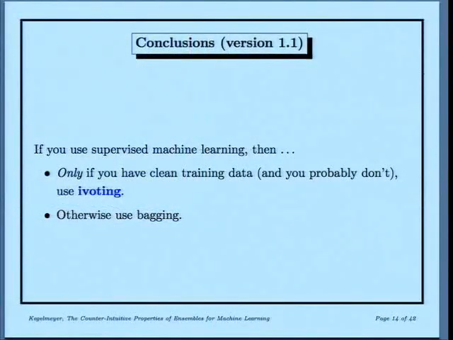In general, if you're going to use supervised machine learning, use bagging. If you really have clean, well-behaved data, you can perhaps safely use I-voting, which is a variant of boosting, but you probably don't have data that's as clean as you think you do, and boosting will hurt. But to explain all that, I have to explain what boosting is. So I'm going to start by explaining boosting, and then explain what the I-voting variant is.